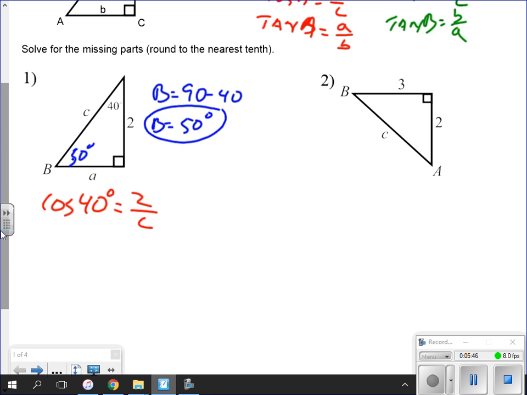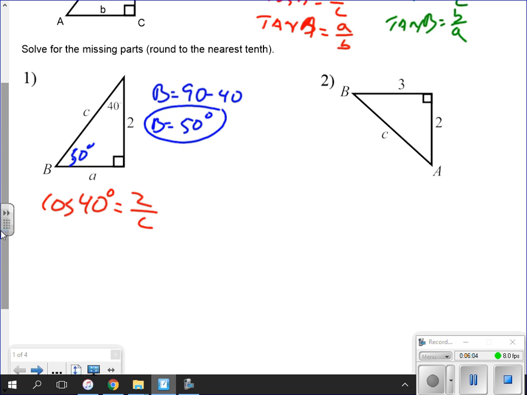Don't try to do any solving. Don't do anything else. Set the ratio up. Set up the fraction. Cosine, sine, whatever of the angle is equal to this side over this side. Just write it down and then solve. Okay. Now to solve this is actually very easy.